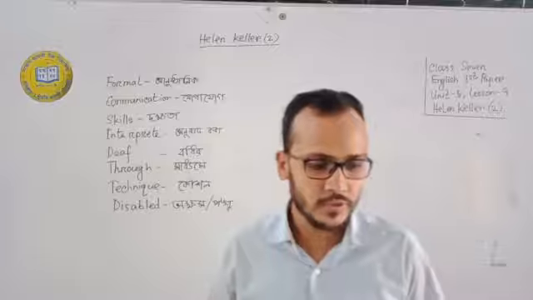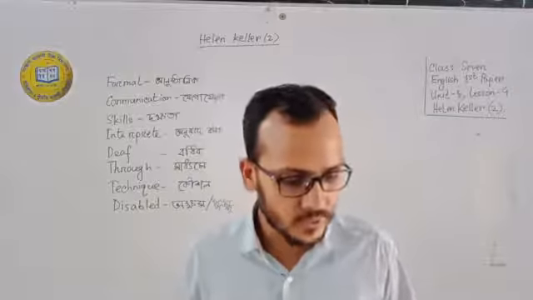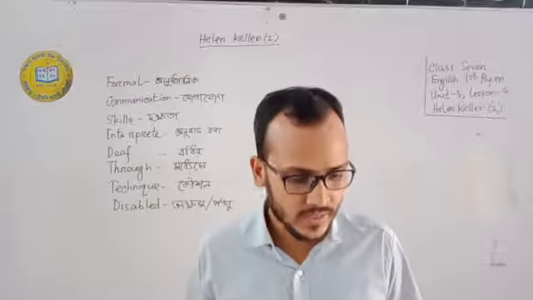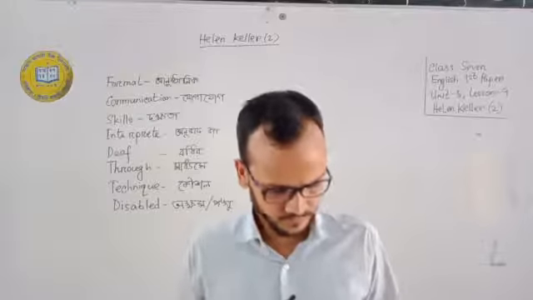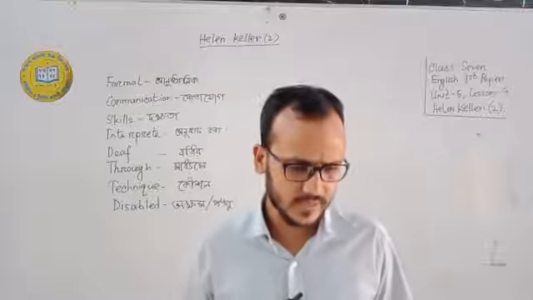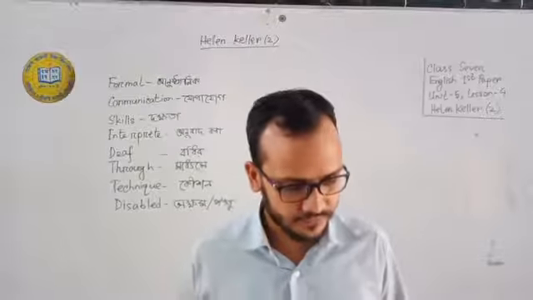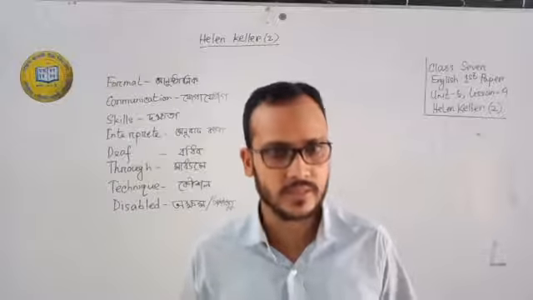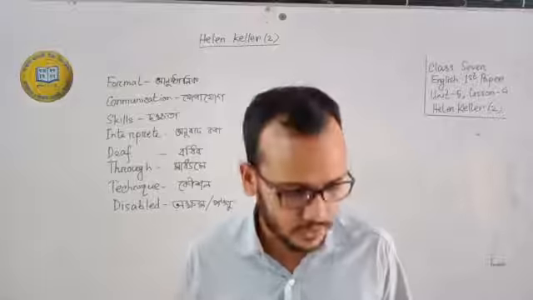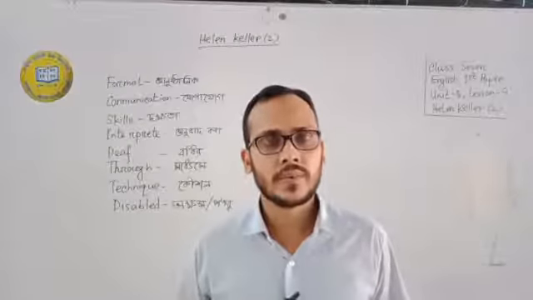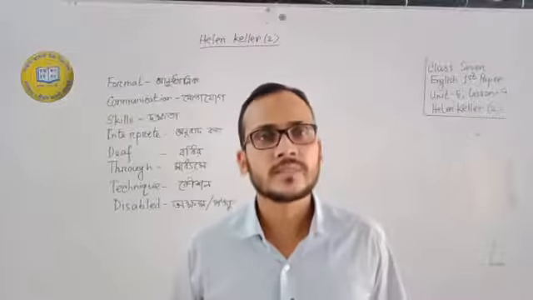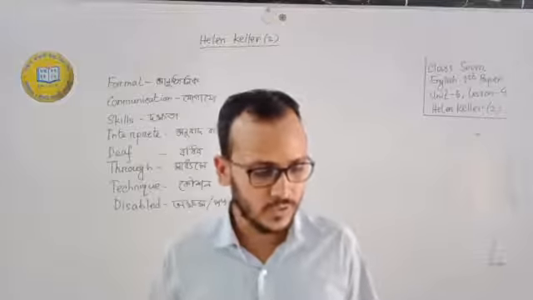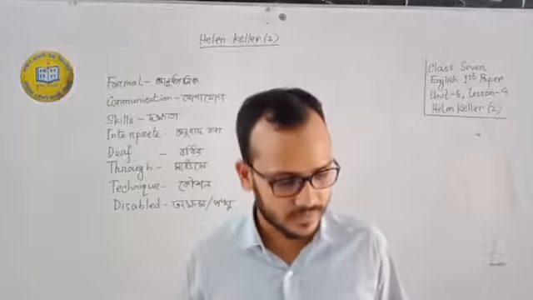The first MCQ question is, the Horace Mann School is for, the options are A, the blind, B, the deaf, C, the dumb. From the text we have seen that the best answer is option B, the deaf. Question number 2, who always helped Helen to learn? After reading the text, it is clear to us that Annie Sullivan helped Helen to learn. So, option C is the most correct answer.